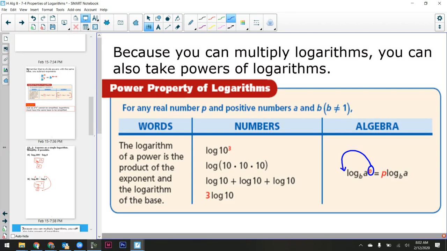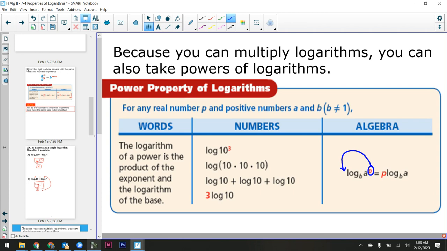Now, why is that property there? I like to think about this. If I have log base b of a to the 3rd power, isn't this like saying log base b of a times log base b of a times... I'm sorry, no good. (a to the 3rd power). Right? Isn't that like saying that?